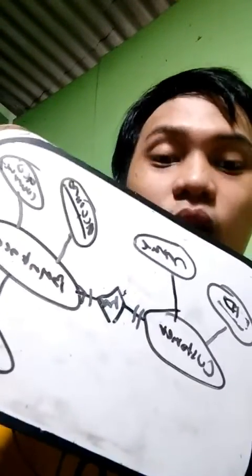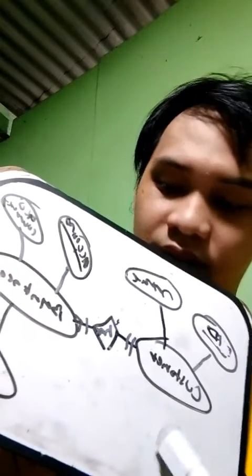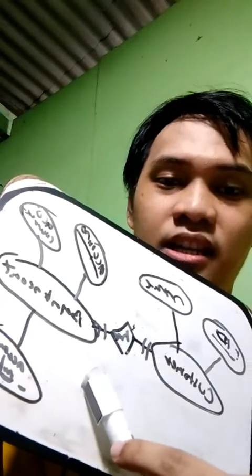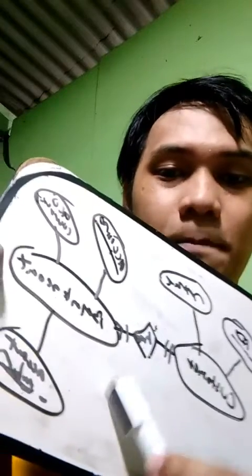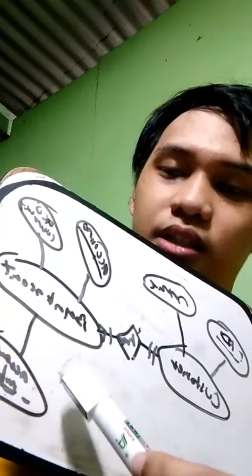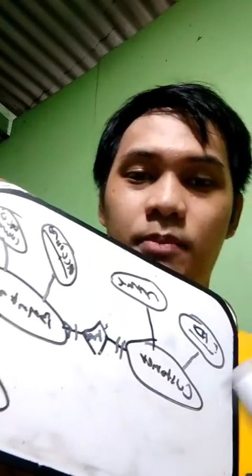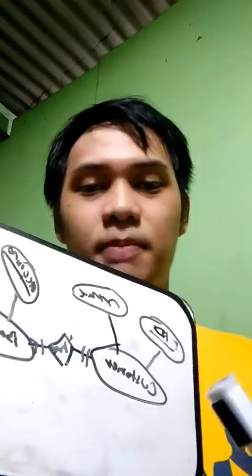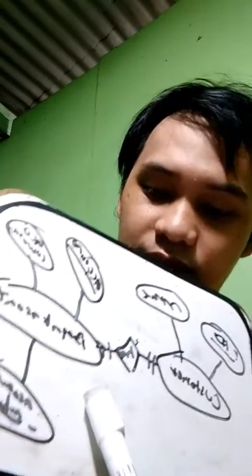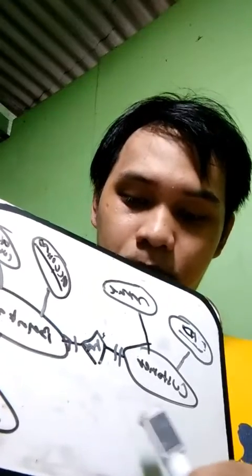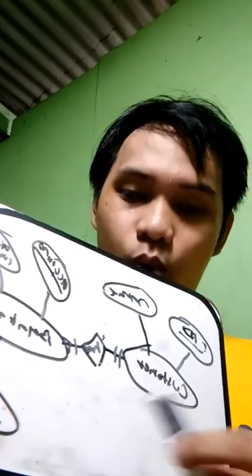So here is the new notation in old notation. The customer must have one or many bank accounts. Then from bank account, it must have one customer. This is the old notation.